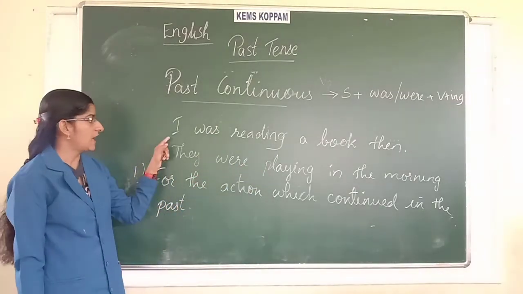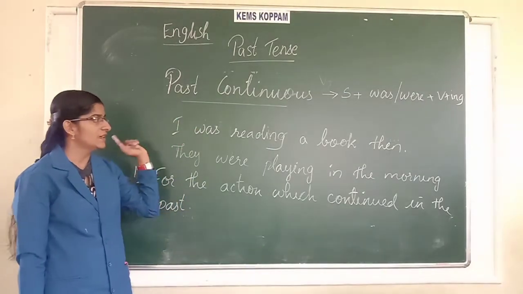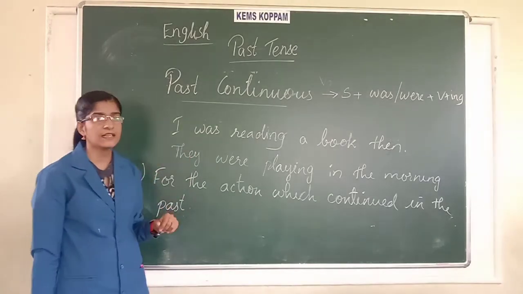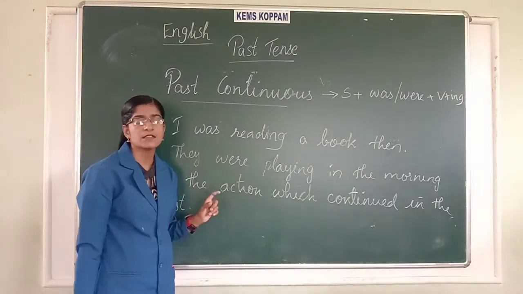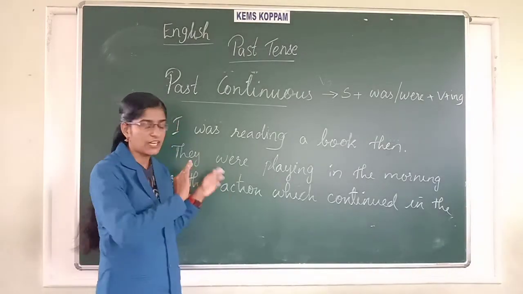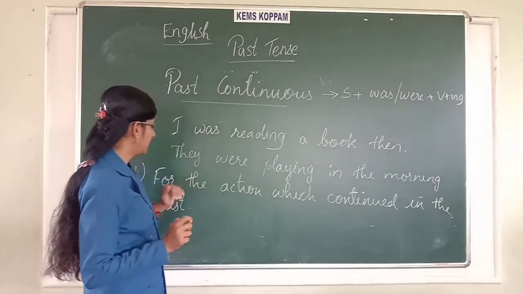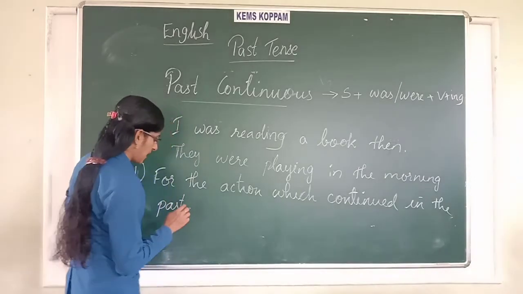We can say, I was reading a book. Then, what was he doing? Then she was reading a book, or I was reading a book. So, past continuous is used for a past action which continued for some time. Okay. Another example is there may be two actions. Okay.